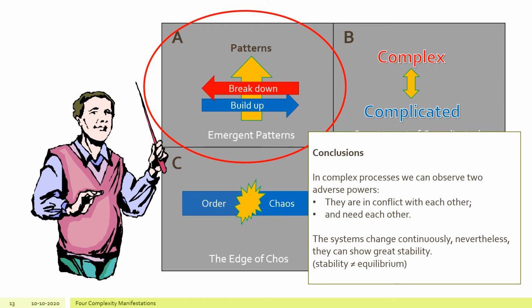I finish with some conclusions. 1. In complex processes we can observe 2 adverse powers. On the one hand, these powers are conflicting with each other. On the other, they also need each other. As a result, we will discover interesting emerging patterns. 2. The systems change continuously. Nevertheless, they can show great stability. It's important to realize that stability is not the same as equilibrium.